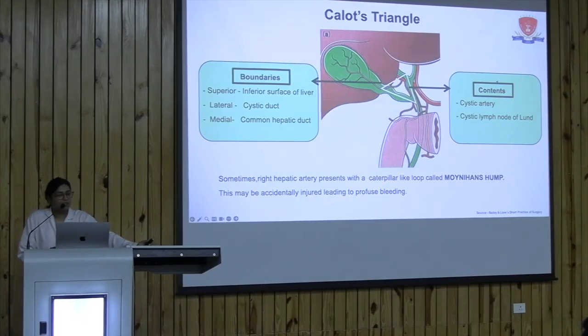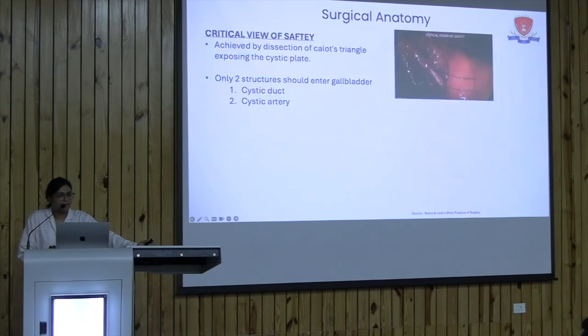So, to prevent such intraoperative complications, the concept of critical view of safety is employed. It is achieved by dissecting the Calot's triangle and exposing the cystic plate, ensuring that only two structures enter the gallbladder, which are the cystic duct and the cystic artery.